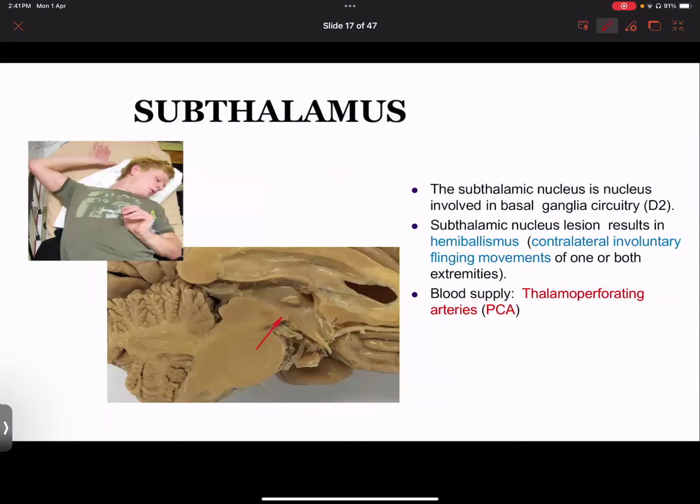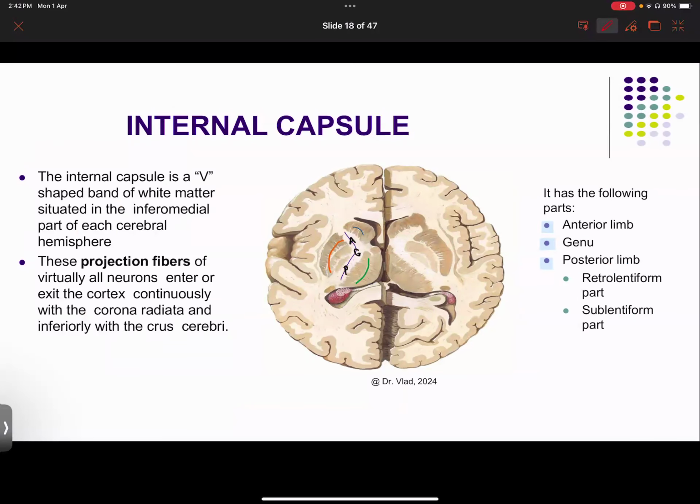Moving on, subthalamus. The subthalamus has to do with the basal ganglia circuitry in D2. We're going to talk about this later on. But if the subthalamus is affected, we're going to have hemiballismus. We're going to talk about this in the basal ganglia lecture, but it's usually contralateral. Blood supply is through the thalamic perforating arteries. You can memorize that, it's not that hard.